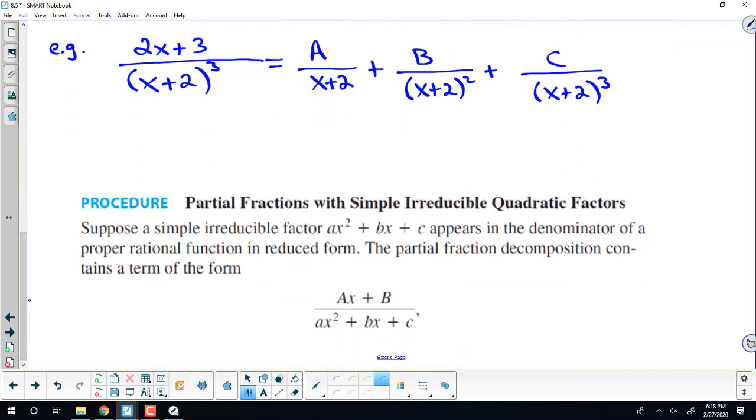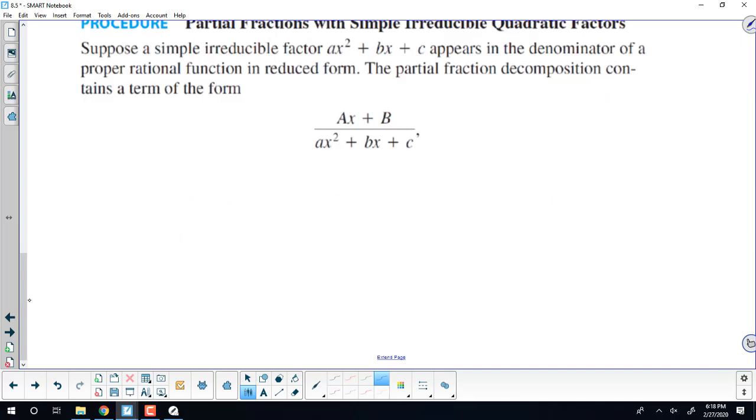Partial fractions with simple irreducible quadratic factors. These are now not a constant, but a linear over the quadratic. And we would have to find out what a and b are in this case.